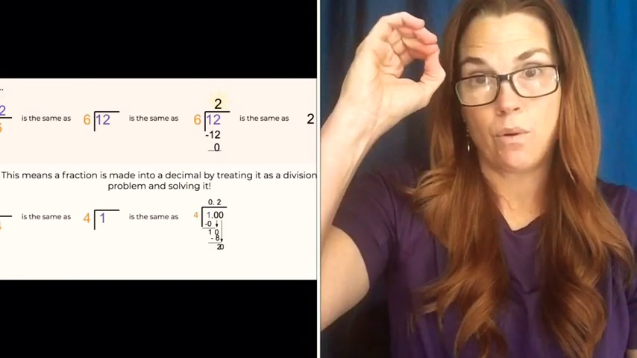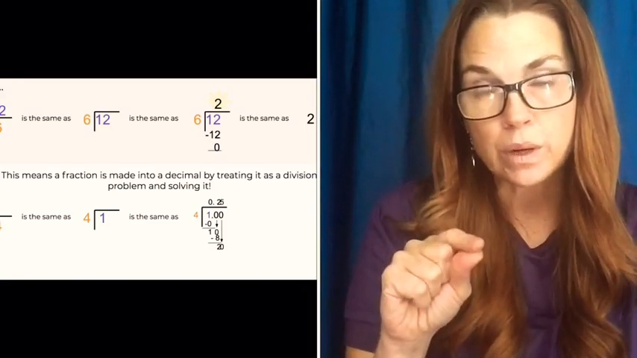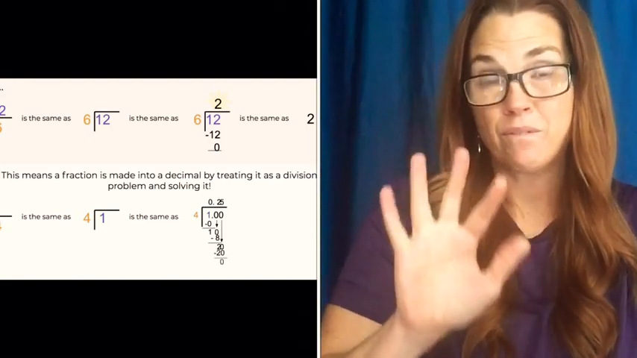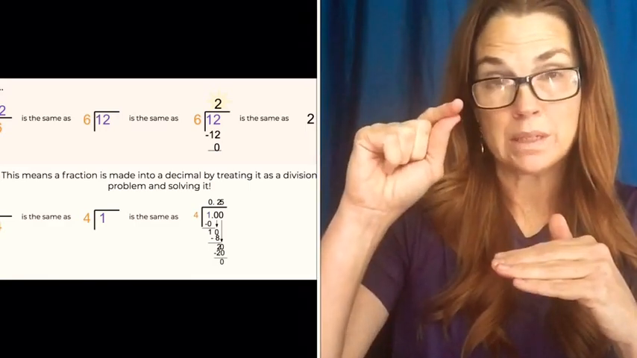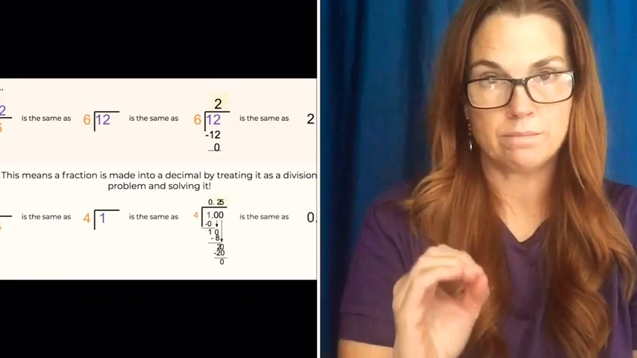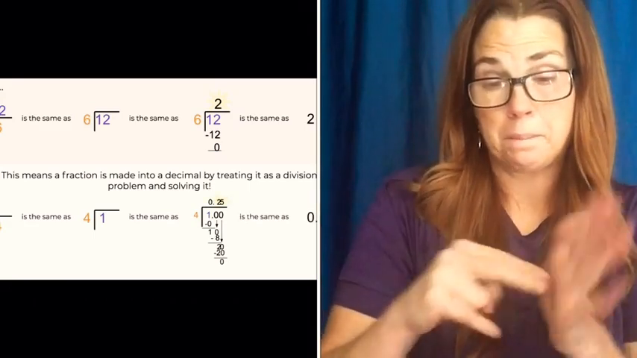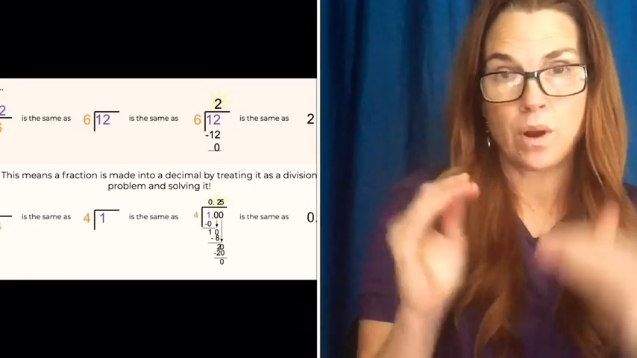4 would go into 20 5 times. 5 times 4 is 20. And finally, there's no remainder. This means that 1 over 4, or 1 divided by 4, is the same thing as 0.25, or the decimal 25 hundredths.